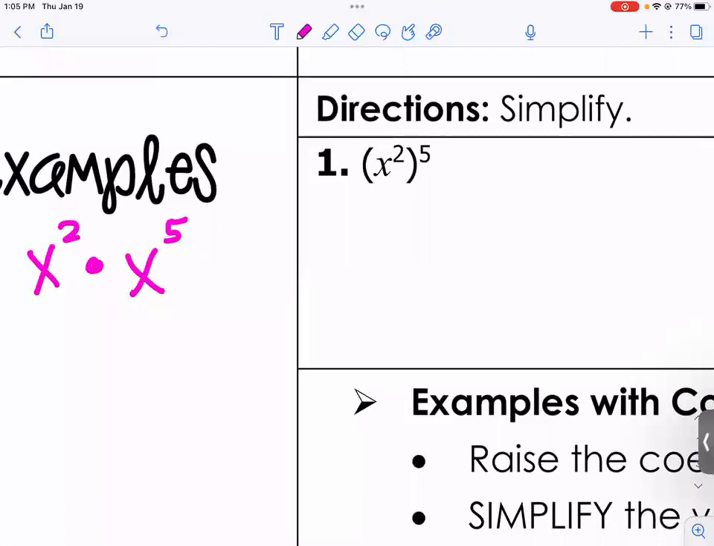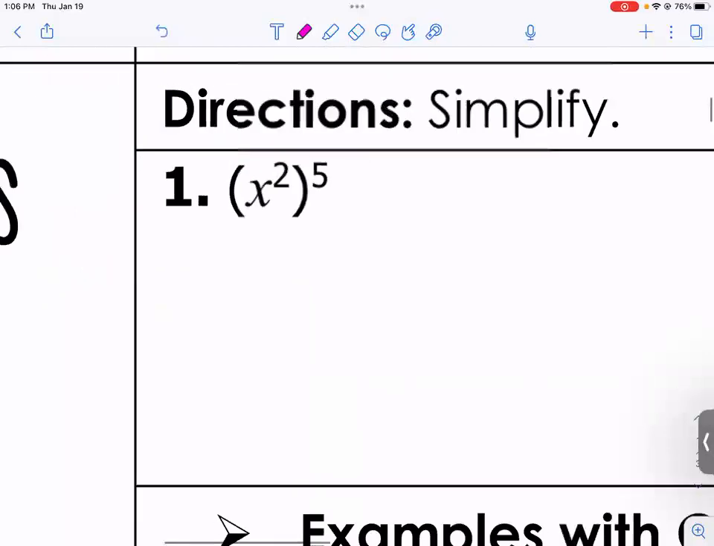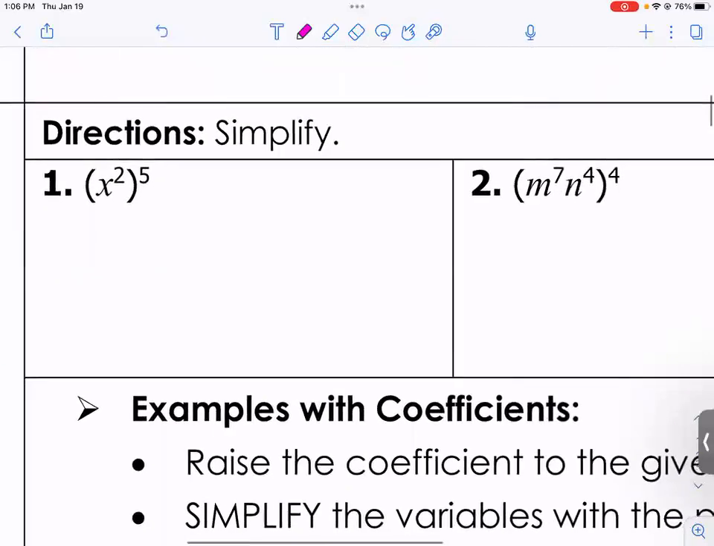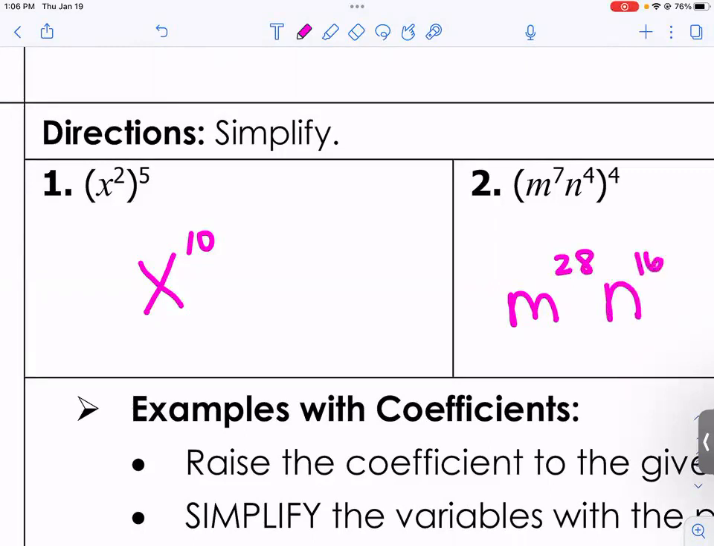Here, I have an exponent being raised to an exponent. It's what we call a power to a power. Okay, now I'm going to tell you that this is x to the 10th. This is m to the 28th, n to the 16th. Write those down and then write down what you think number 3 should be.